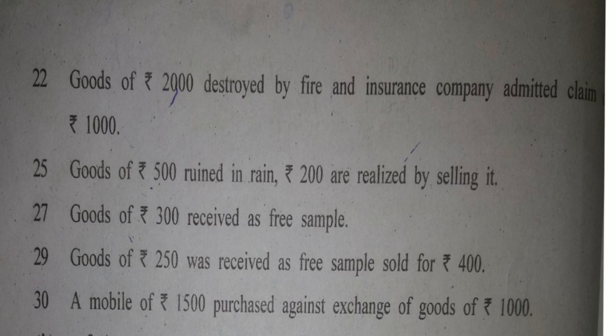Next and last transaction for this sum. A mobile of rupees 1500 purchased against exchange of goods of rupees 1000. What is purchased? Mobile. Mobile is an asset and not goods. Yes, purchase, sales words are used only for goods, not assets. So what comes in? Mobile. Mobile is an asset. Debit, what comes in? Asset, the rule of real account. So mobile comes in, mobile account debit.